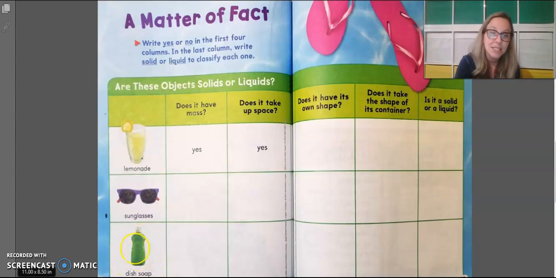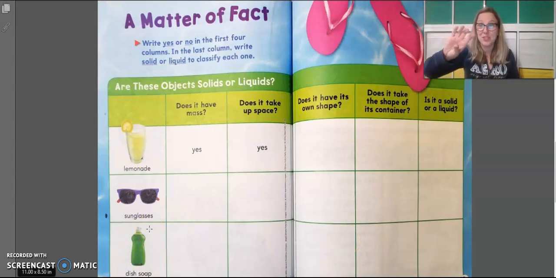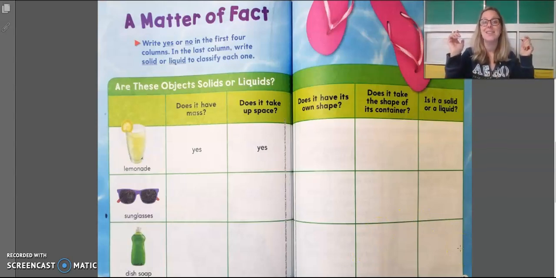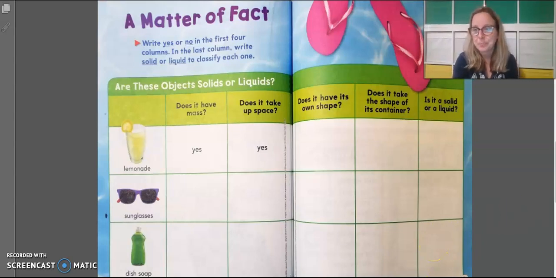And the last one is dish soap. Okay, does dish soap have mass? Yes, it takes up space. It has a size to it. It does take up space, yes. Does it have its own shape? No. Right now it's in the shape of that bottle, but if you were to pour it into a cup or a bowl or another container, it would change into the shape of that container. So it does not have its own shape. Does it take the shape of its container? Yes. So all those clues tell me it is a liquid. So you can put an L or write the word liquid on the line.